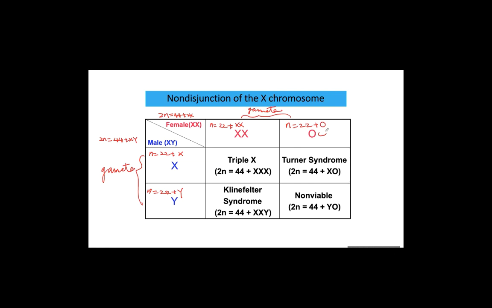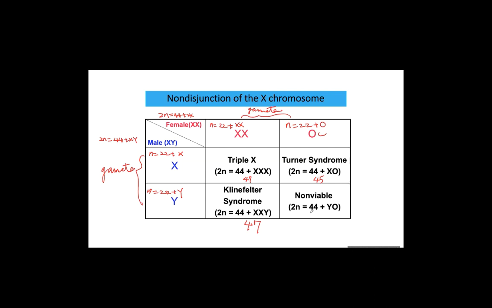In this case, if this egg fuses with this sperm, just add up this and this: 2N equal 44 plus 1 X coming from this male gamete, the sperm, which has no sex chromosome. Only this X chromosome comes from the male gamete. When this gamete fuses with this male gamete, you just add up: 2N equal 44 plus XXY. In this case, 2N equal 44 plus YO. So this has how many chromosomes? 45 chromosomes. This has how many chromosomes? 47. Here's 47. We are supposed to have 46 chromosomes.